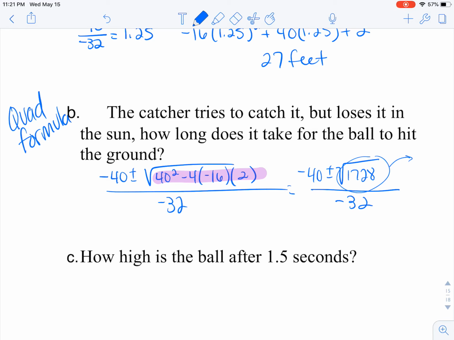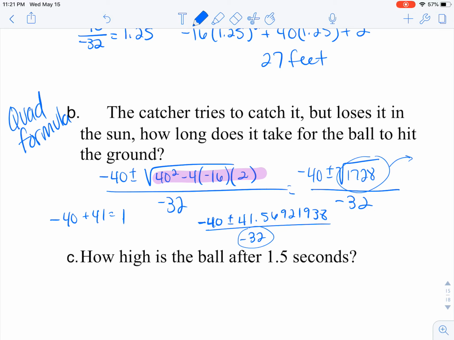So if I do that on my calculator, I end up with negative 40 plus or minus 41.56921938. We want the whole entire decimal. So then here, I'm going to look at this. Quadratics always get two answers, so I want to think logically here. If I have a negative 40 and I add a 41, that would equal a positive 1. And then a positive 1 divided by negative 32 is going to give me a negative answer. Negative time doesn't make sense. So I'm going to subtract.